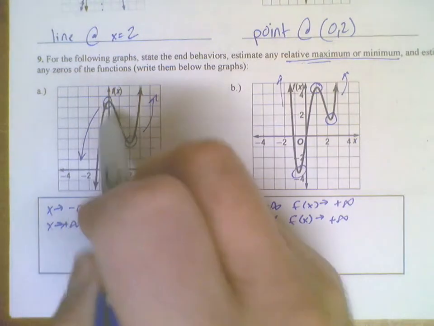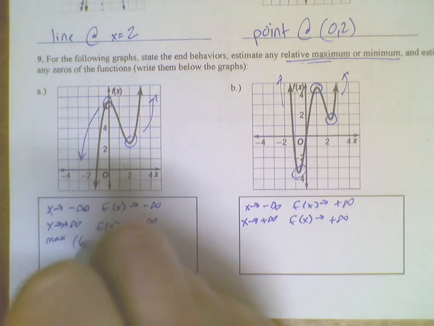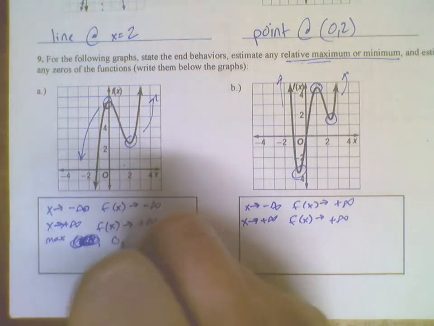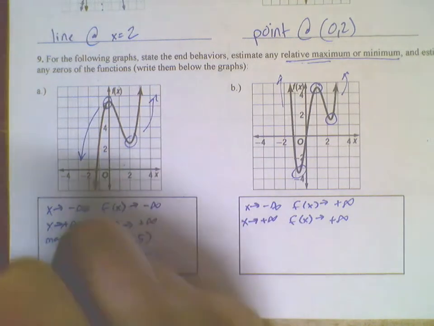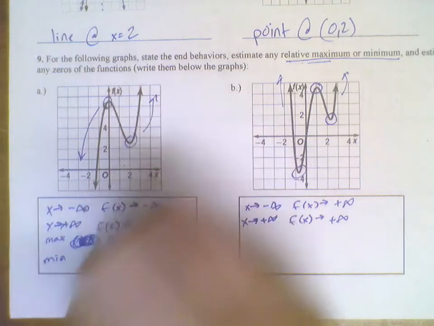So it'd be about 6.5. So max 6.5 will be 0, 6.5. Because we're not going left and right any. So fix that. 0, 6.5. And then minimum, that guy right there. So 2, about 2.5.